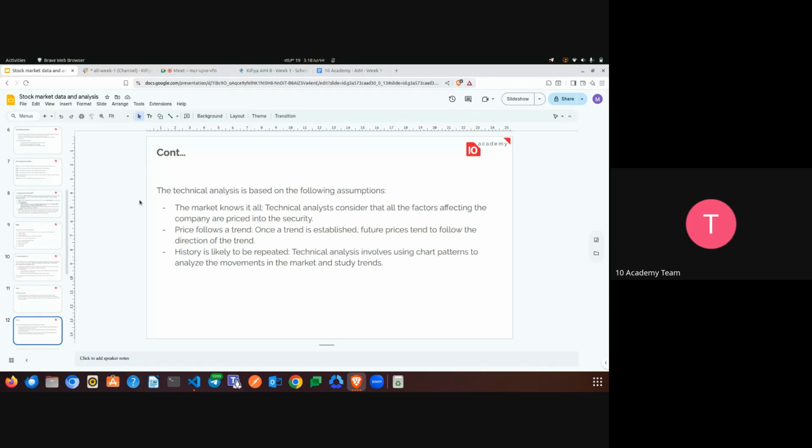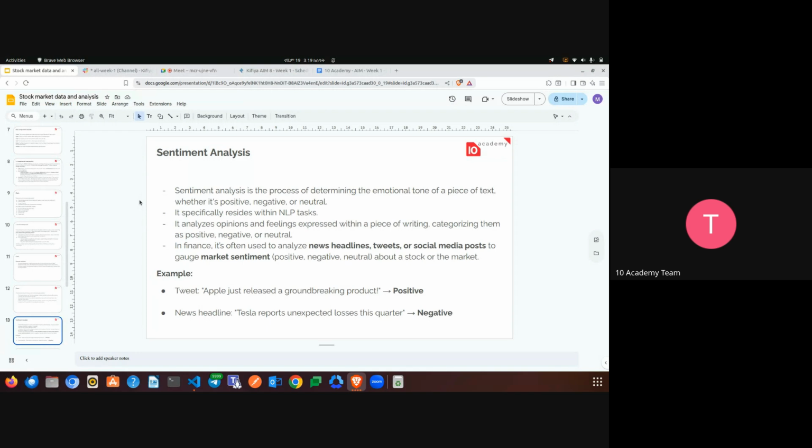So the technical analysis is based on the following assumptions. The first assumption is the market knows it all. Technical analysis considers that all the factors affecting the company are priced into the security. The next is that price follows a trend. Once a trend is established, future prices tend to follow the direction of the trend. The other assumption we make when doing technical analysis is that history repeats itself. This means technical analysis involves using chart patterns to analyze the movement in the market and study the trends.